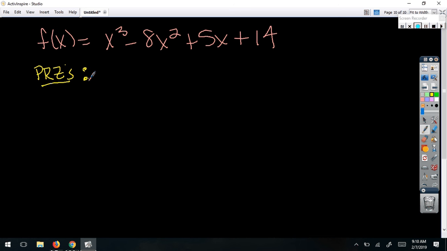What are the PRZs? Plus or minus 1, 2, 7, and 14, because the leading coefficient is 1, right? Makes it easy. All right, so now what I need to do is start testing them. I don't care what you start with. Start with whatever you want. 1's probably going to be the easiest to start with. So let's start.